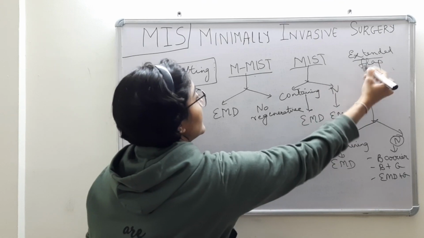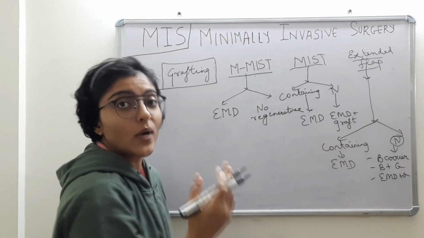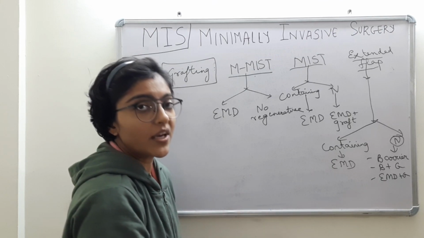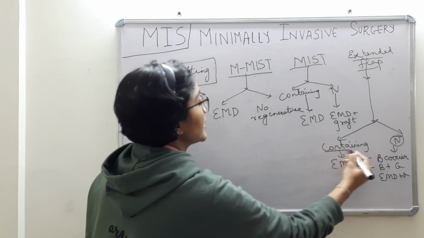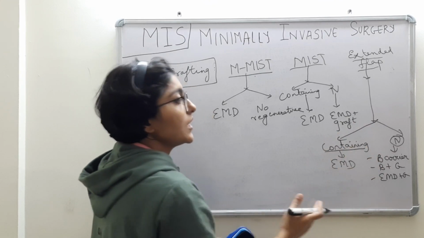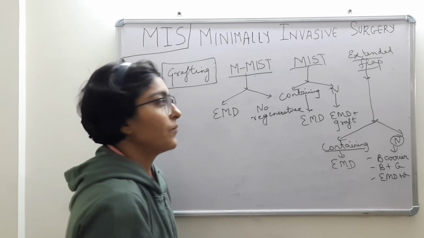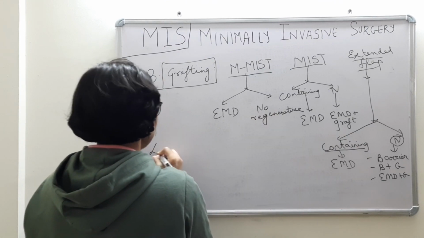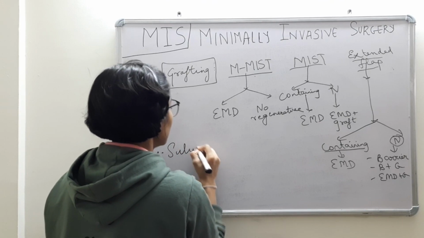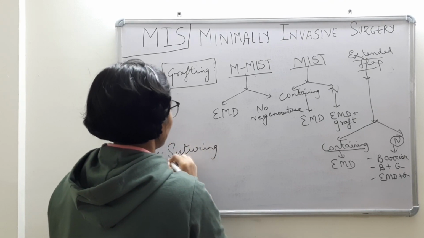And in case of extended flap, which involves 3/4 of the root surface and may be very severe, if it is a containing defect, endogen works there, but if it is non-containing, we may use barriers as well. Clear? Now, based on this selection of grafting material, we decide the suturing technique.